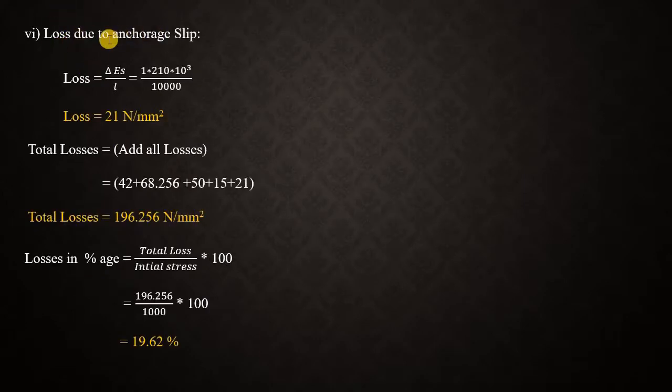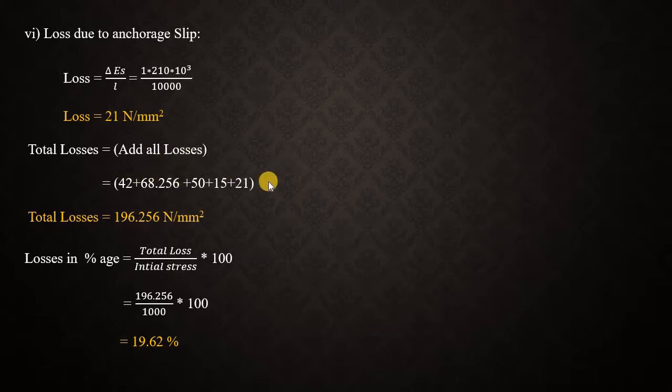And again we get loss due to anchorage slip, as it's a post tension system. The formula is loss equal to delta into Es by L. Delta is already given, that is 1 mm, into Young's modulus of steel, by L. L was in meters, here I have converted it into mm. So the loss is 21 Newton per mm square.